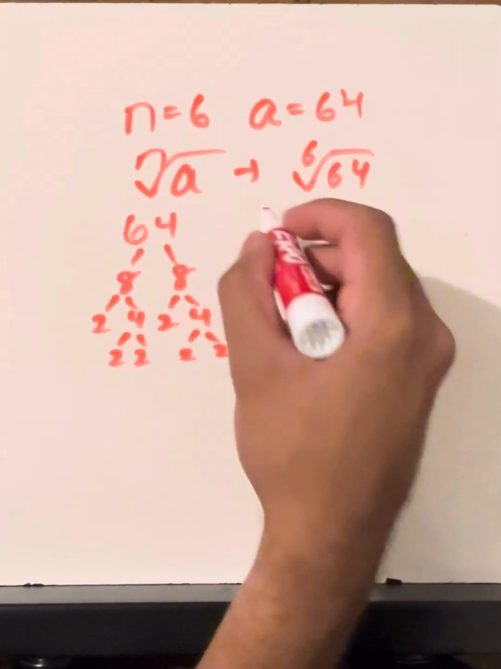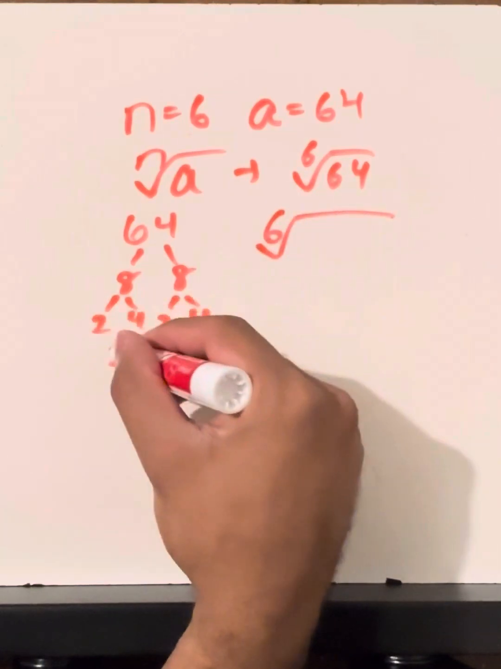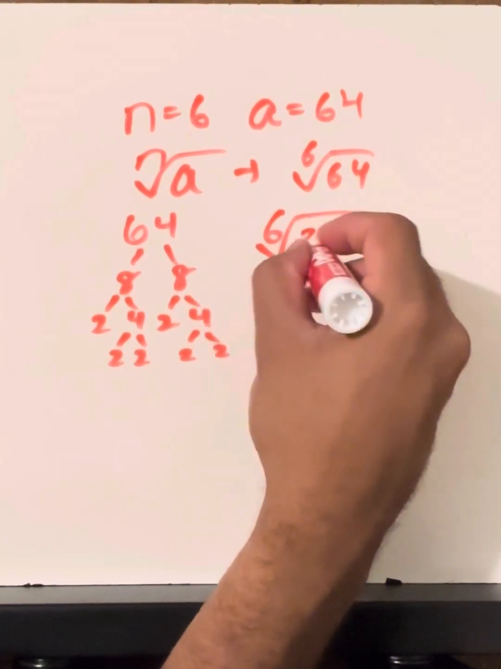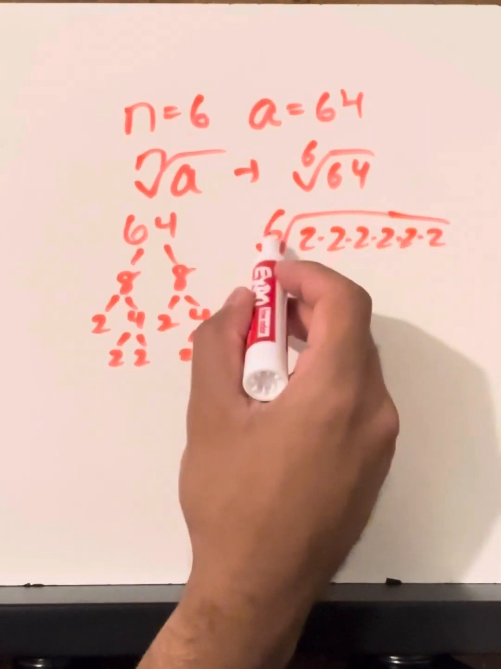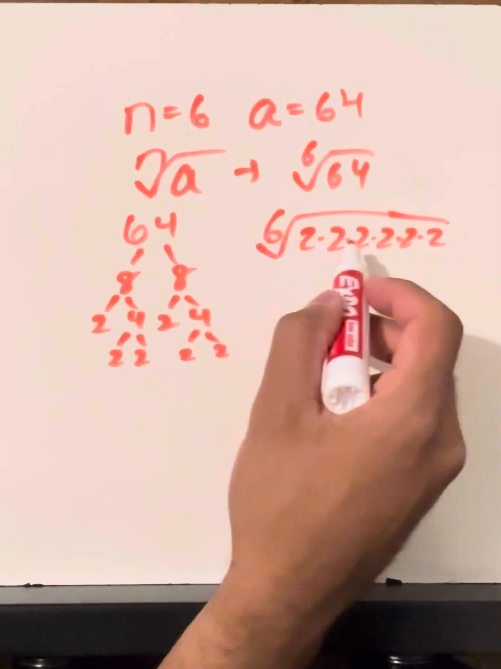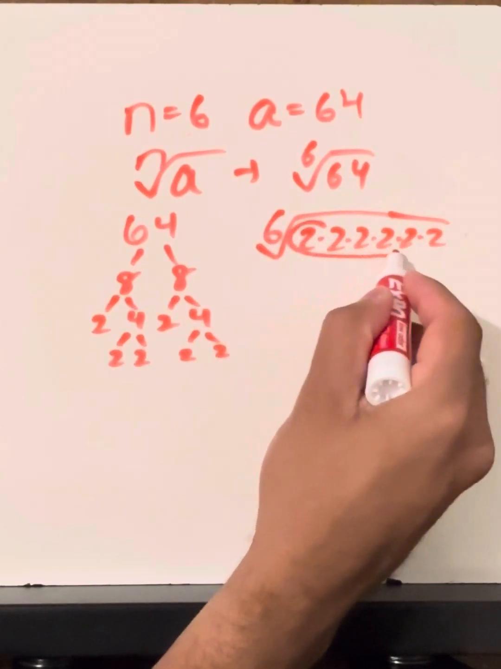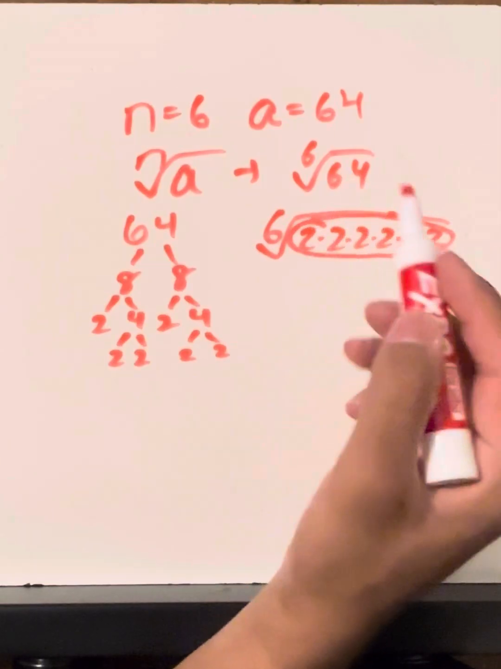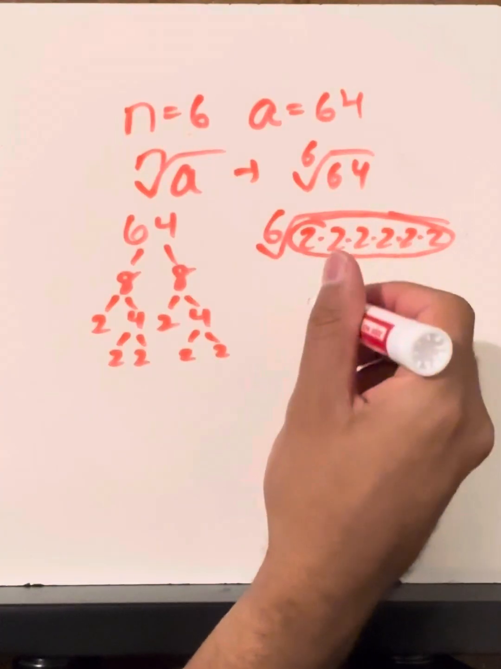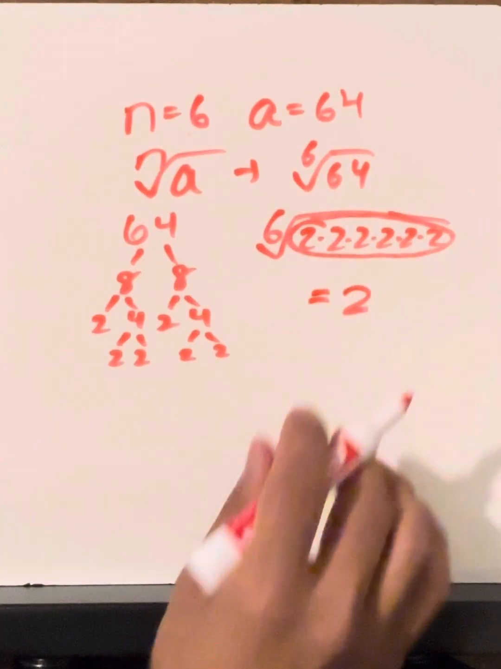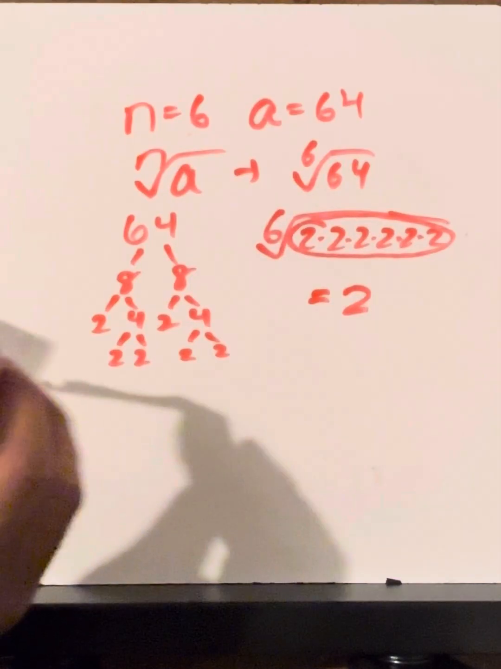So this 6 root 64 is the same thing as 6 root 2 times 2 times 2 times 2 times 2 times 2. The number inside the hook is telling us to look inside of the root sign and see if there's that many of the same number. So let's circle 6 of the same number. For every group that we circle, we can take out one of the numbers as the answer. So the answer is 2. All right, let's go ahead and take a look at the next question.